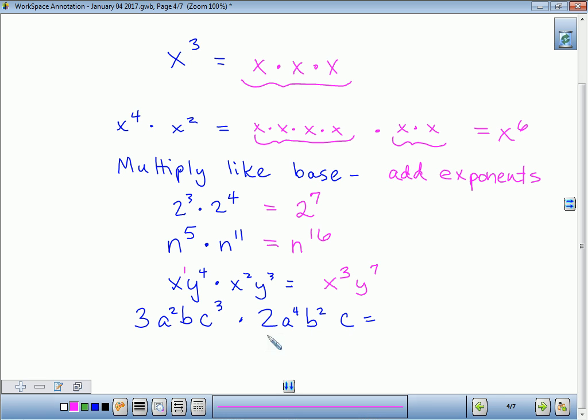All right, now the 3 and the 2, they're not the same. But here we have a squared and an a to the 4th, so that becomes a to the 6th.